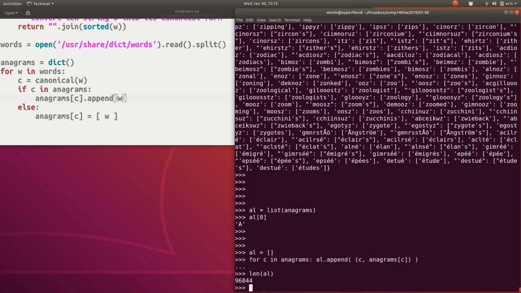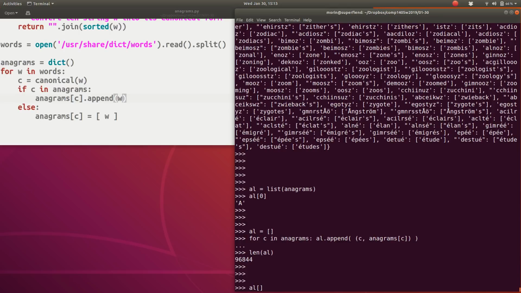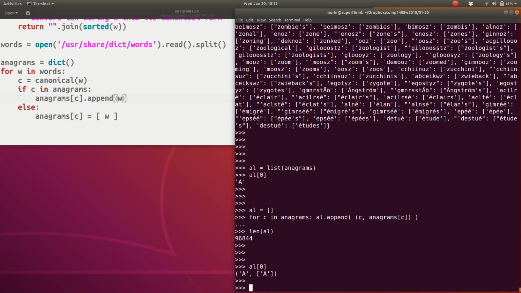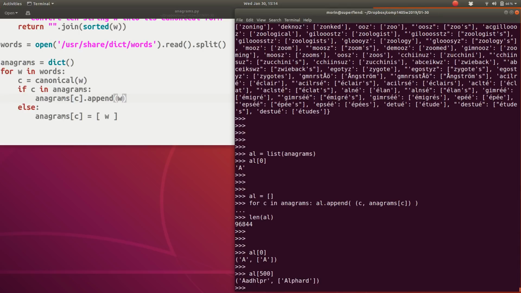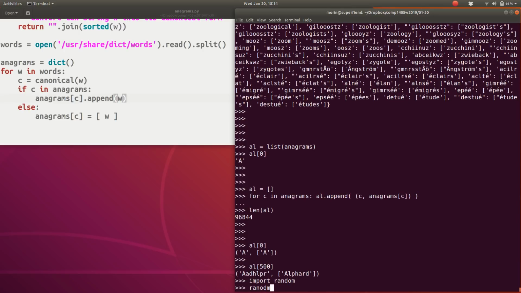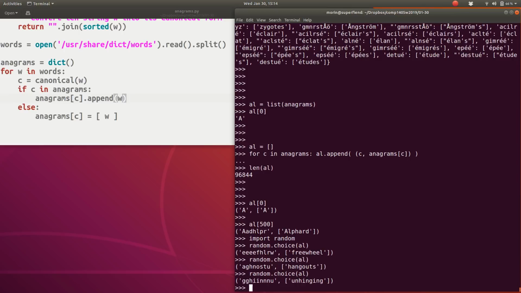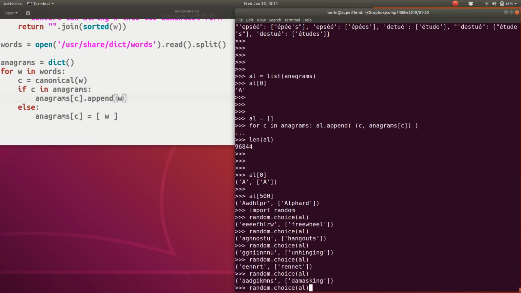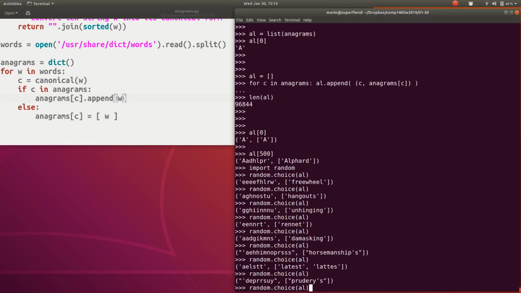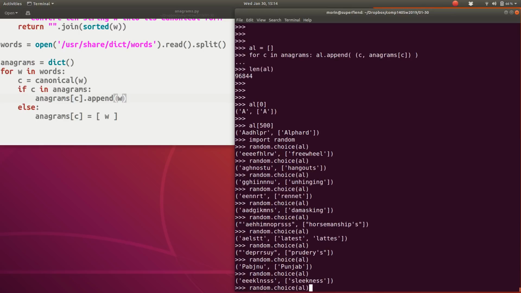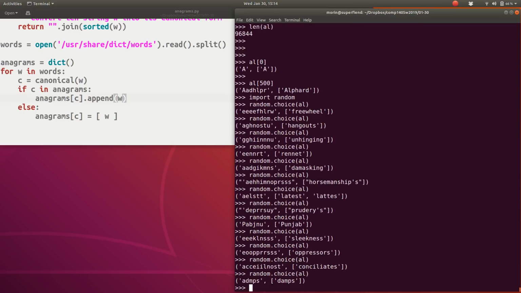Okay, so now we've got this big list, AL. If we look at AL at 0, it's the word A, whose list of anagrams is just one thing. If I look at AL at 500, we can kind of randomly sample this thing. In fact, we can import random and do something like random.choice AL: freewheel, hangouts, unhinging, rennet, demasking, horsemanship. So most words, or at least most canonical forms, are not anagrams.